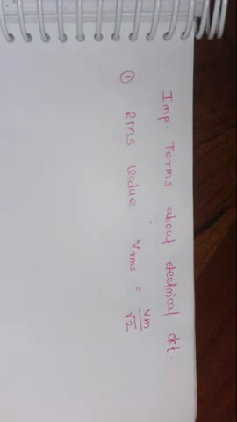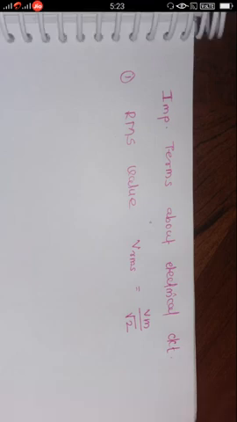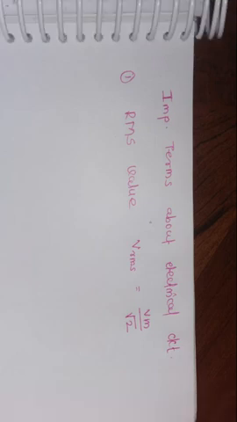Now we will go for the next contents. There are some important terms about an electrical circuit. In that, first is RMS value. RMS value means it is the root mean square value of an AC quantity. I repeat, RMS value is the root mean square value of an AC quantity.